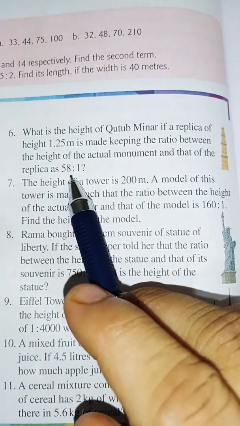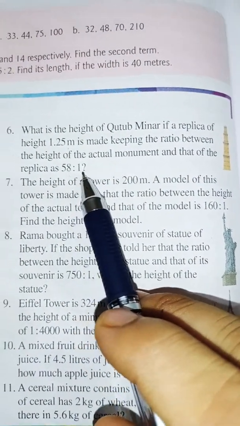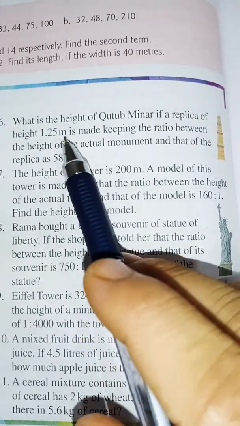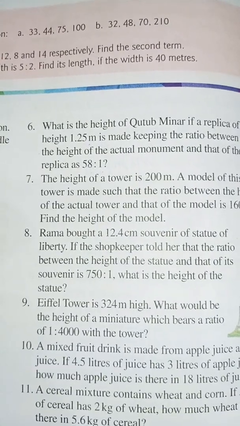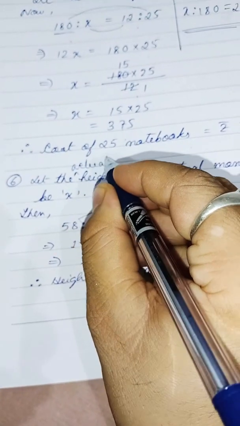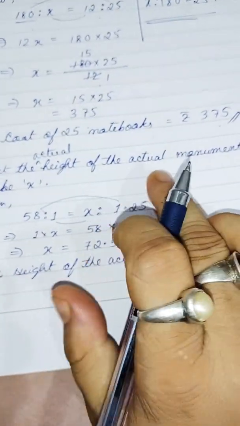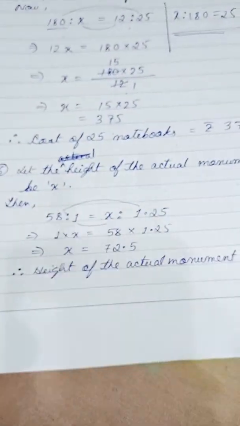This is not the height of the Qutub Minar, this is just the ratio: if the Qutub Minar is 58 meter, then the replica will be 1 meter. So if I put 1.25 meter for the replica, then what will be the actual height of the Qutub Minar? Let the height of the actual monument be x.